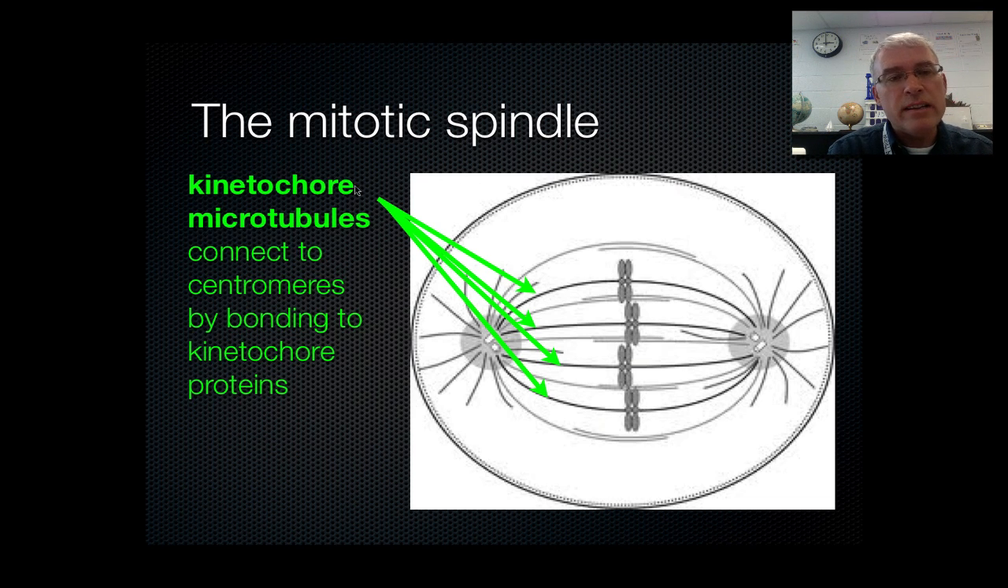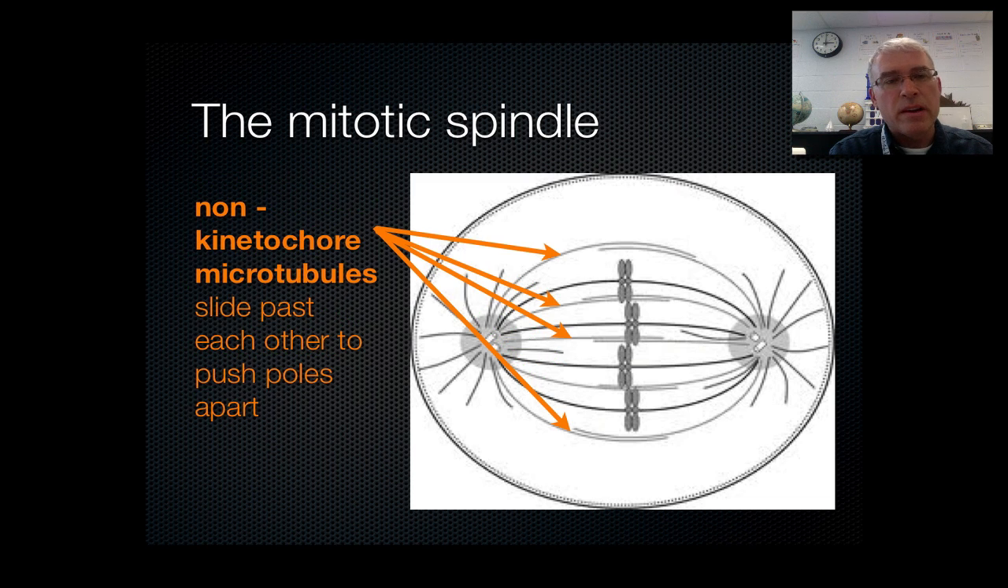The first part are the kinetochore microtubules, which here I've labeled with these green arrows, and they are the darker lines here. Now notice that the kinetochore microtubules are actually connecting to the centromeres in the chromosomes here. So, for example, this kinetochore microtubule here is starting here at the centrosome, it's shooting out, and it's attaching to this chromatid of this chromosome on this side.